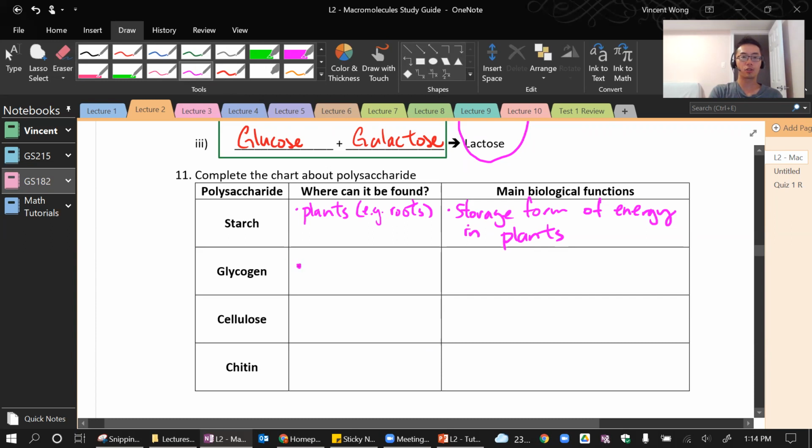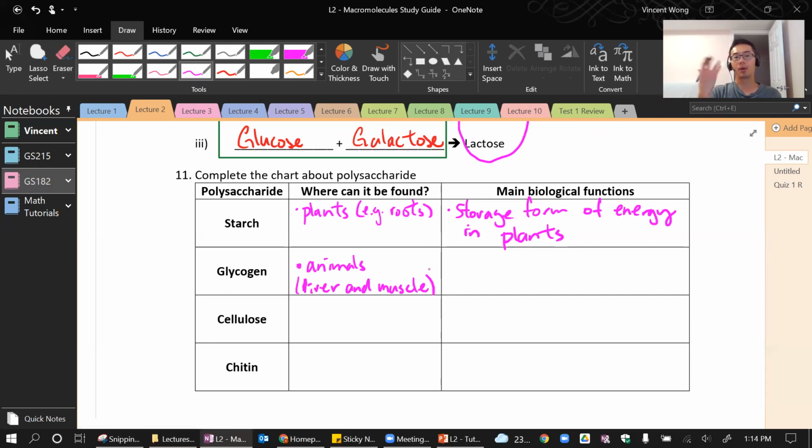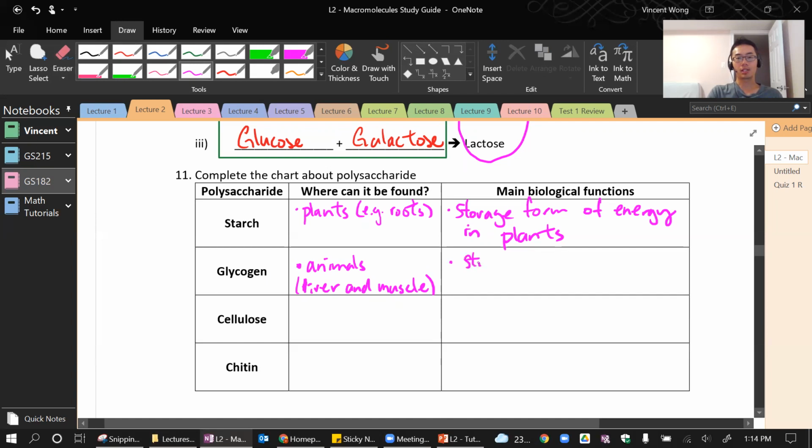Glycogen. Where do you find glycogen? Well, you will find them in animals. Okay, so in liver and in muscle. Okay. So if you skip breakfast this morning because you had to go to class, then what happens is you will burn your glycogen reserve to keep your body going. Okay, so glycogen is the storage form of energy in animals. Okay.